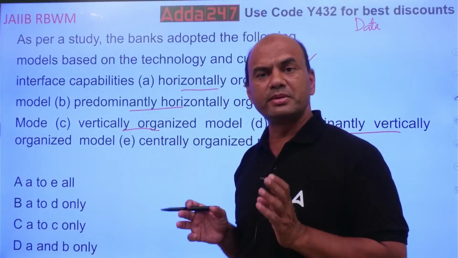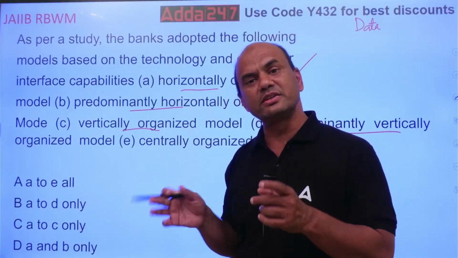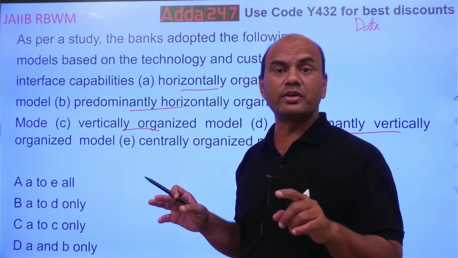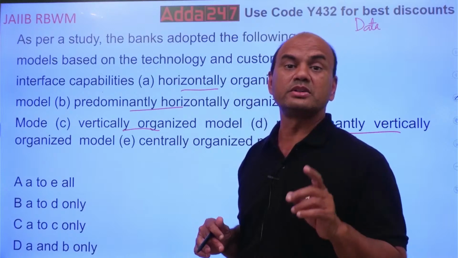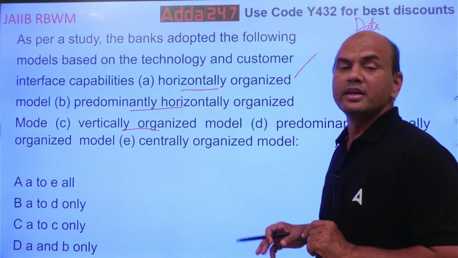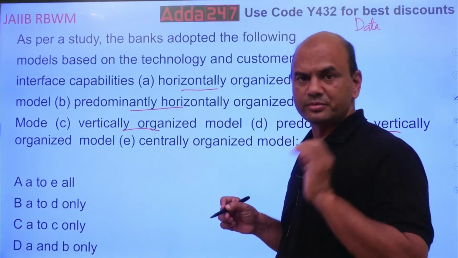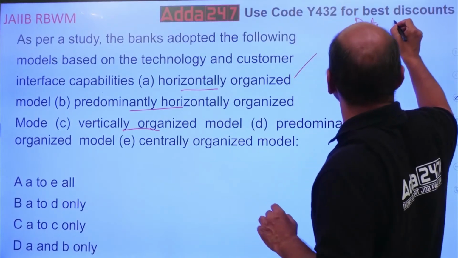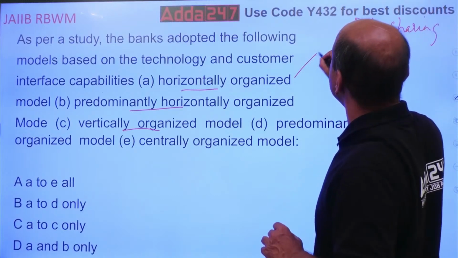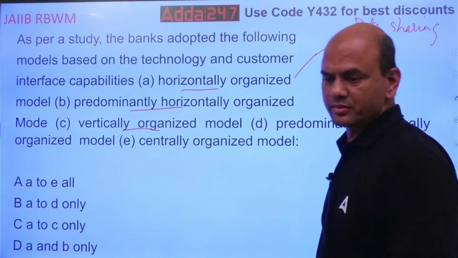Personal loan data will be shared with only personal loan. Savings will be shared only with the savings department. No cross selling or cross sharing of data is there. That is known as horizontally organized data. So here between the products, the data sharing is zero. Data sharing with other products is 0%.